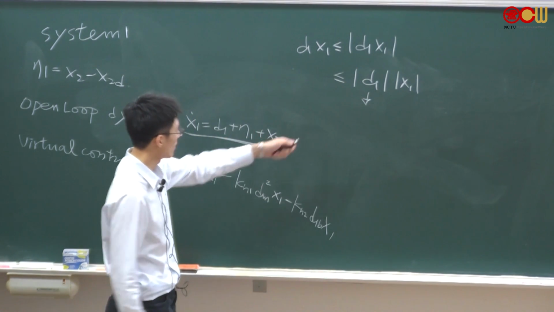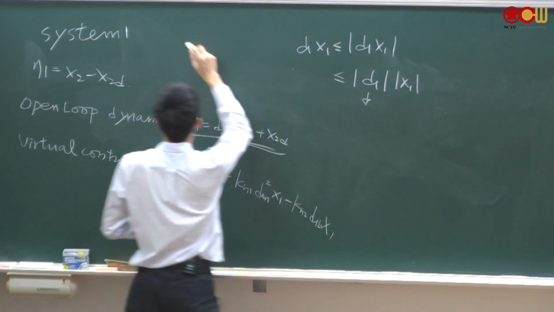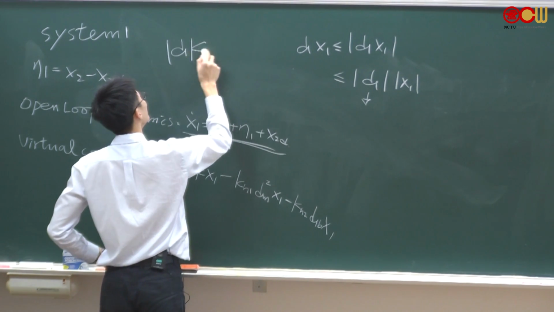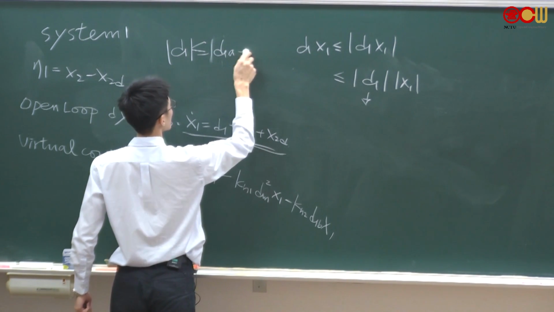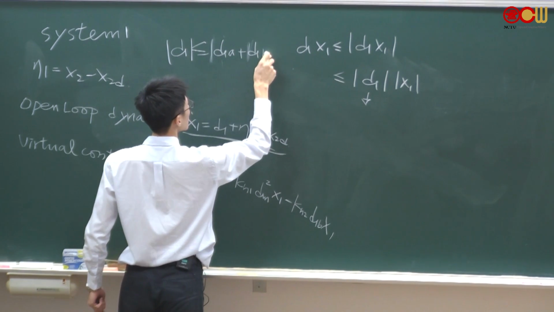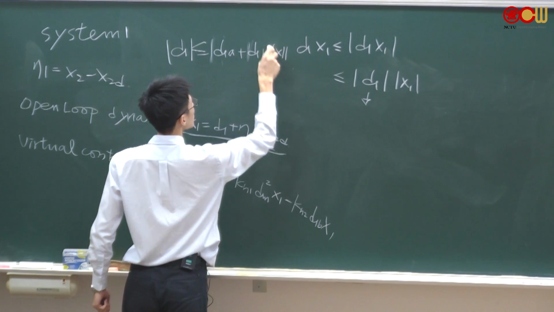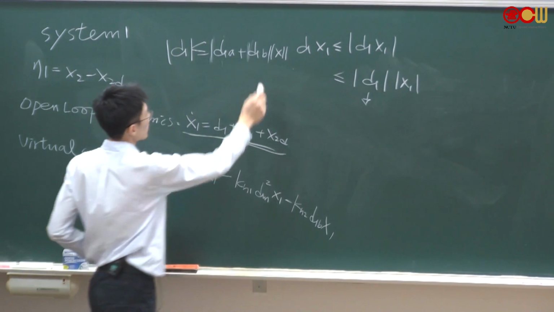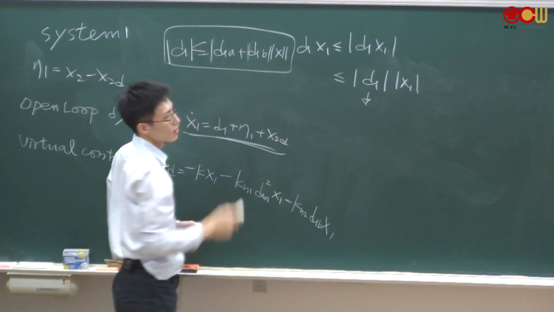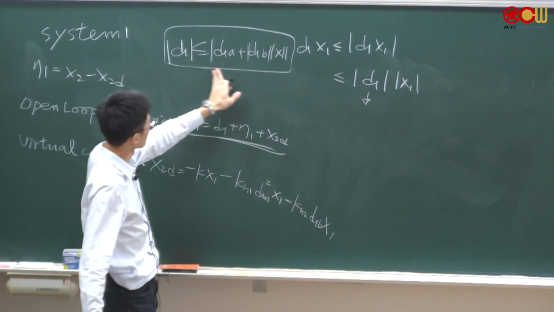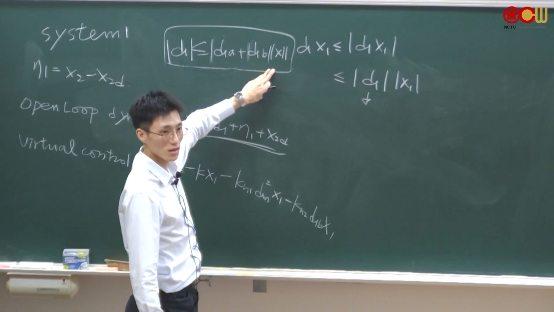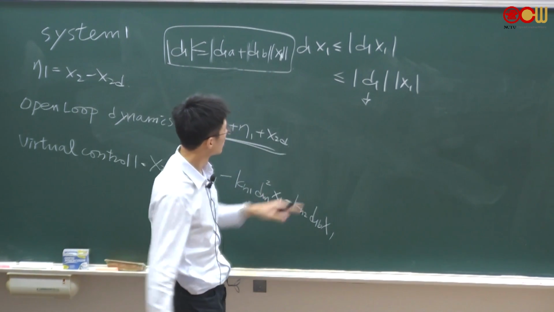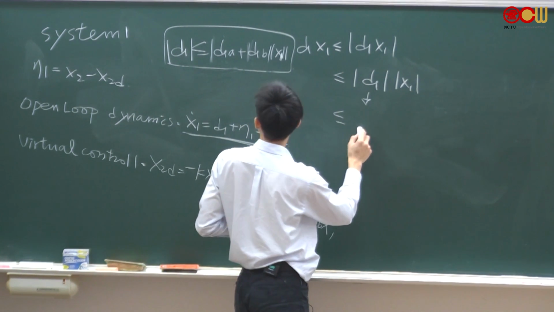Remember that we said D1 can be upper bounded by a constant plus D1b times the norm of x1, right? In the first page. This disturbance can be upper bounded by a constant plus some constant times the norm of x1. So you substitute the upper bound.